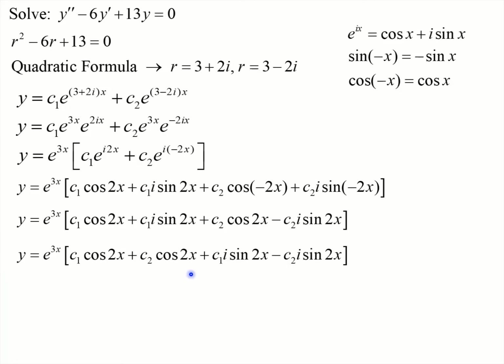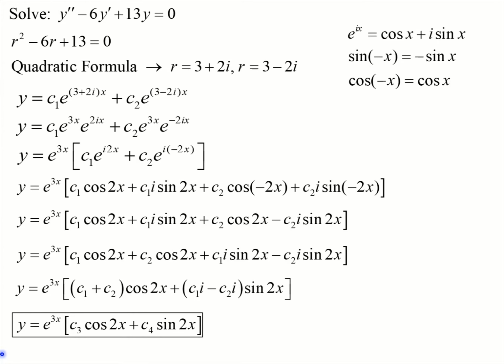And then the next thing I want to do is factor out a sine 2x from both of those terms there, and factor out a cosine 2x from the first two terms. So we have something that looks like this. c1 plus c2 is a constant, so I'm just going to call that another constant. And then, believe it or not, c1i minus c2i is just some constant, and I'm going to replace that with c4. And there is the result.